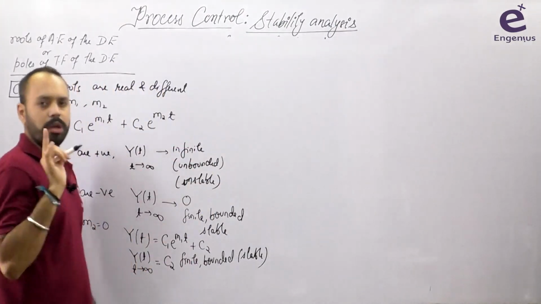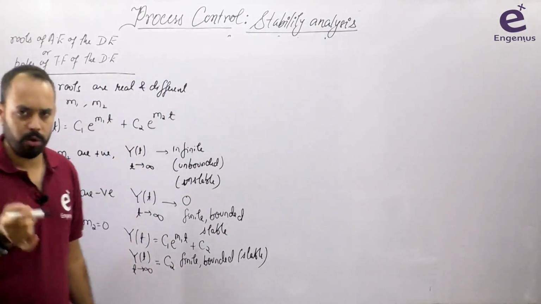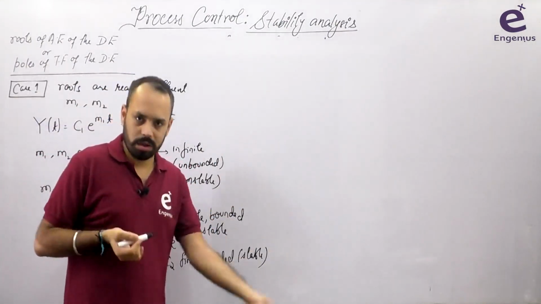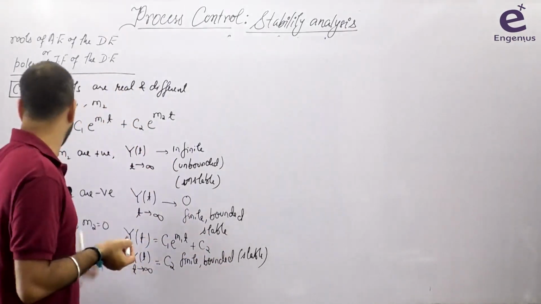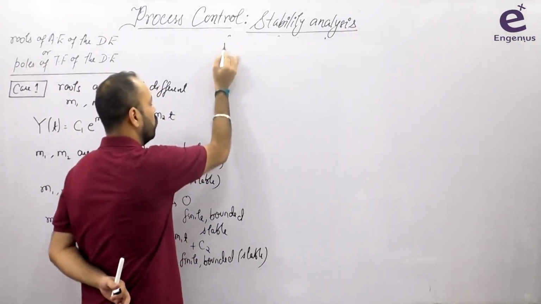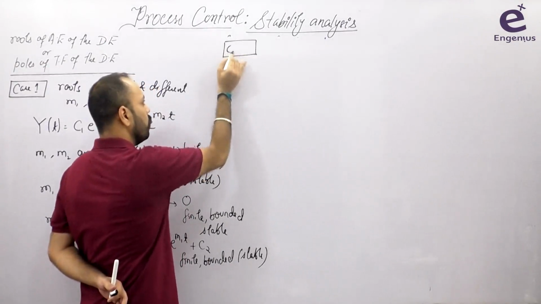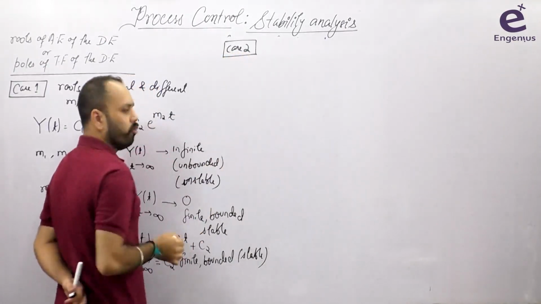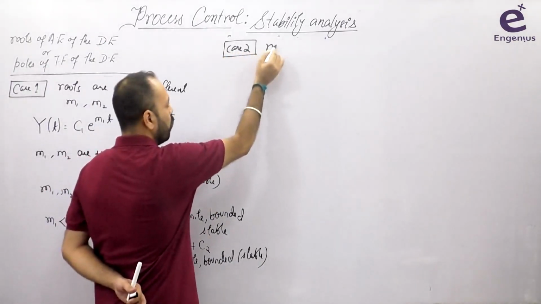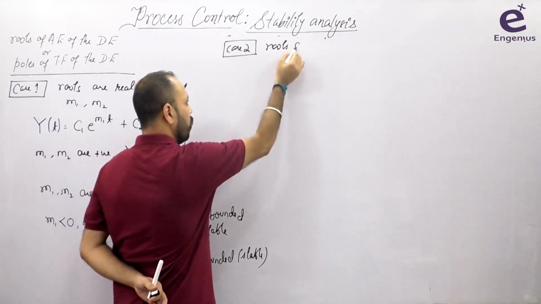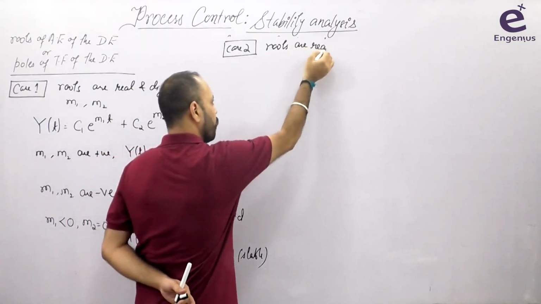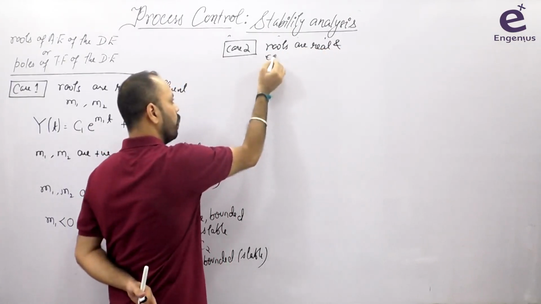Okay, and this is how I will make rules. Suppose I just make one definition, that was the definition of BIBO. But how you are going to apply it on a numerical problem, that is why we are doing this, and we are trying to make a conclusion. Case 2. What is the other possible nature of roots? Roots are real and equal.